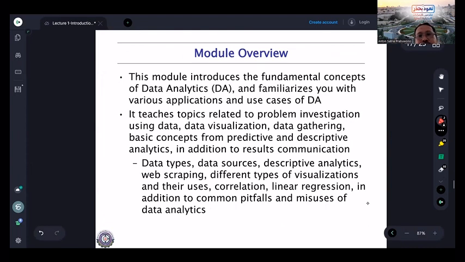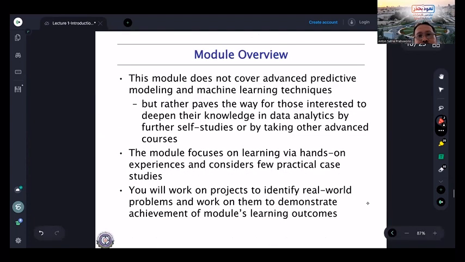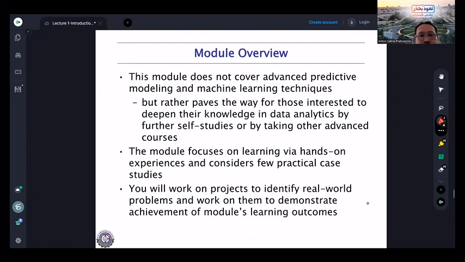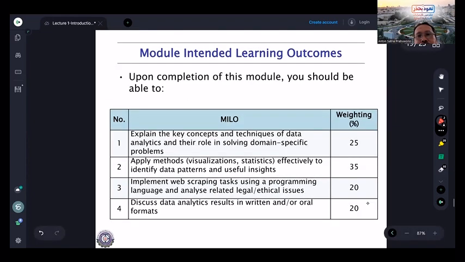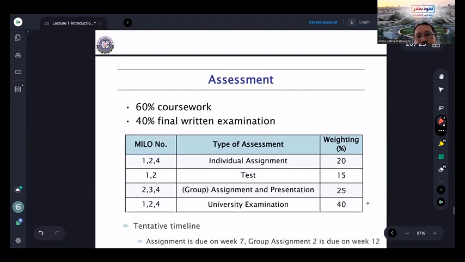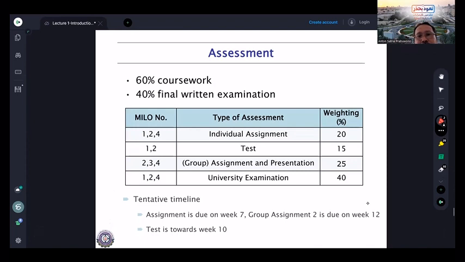Okay, this is the module overview, as I mentioned in the module specification, the same thing. And this is the intended learning outcome. And then the assessment, already mentioned also, but it is tentative.